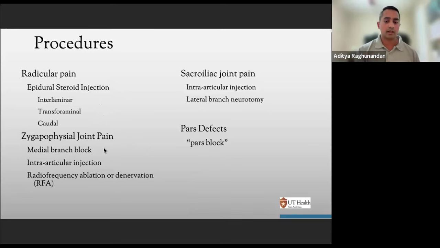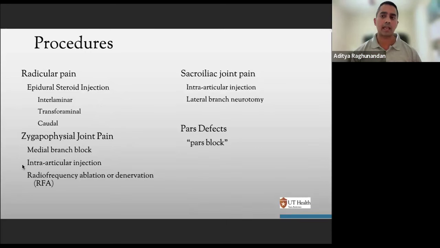Essentially, each facet joint has a nerve from above and a nerve from below that innervate it. So you block that joint, giving a nociceptive pain block or anesthetic block, and see what kind of relief they get with it. If they get good relief, then you can proceed to an ablation.